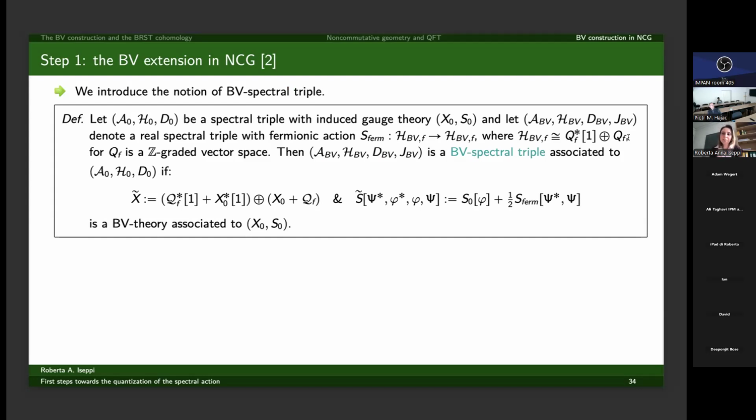And you might recognize here that I'm imposing the same kind of doubling situation we have for a BV theory, because we still need to have ghost and anti-ghost. And then a spectral triple with these properties, so a real structure and a Hilbert space that has this kind of doubling, is a BV spectral triple associated to my initial one if it satisfies this condition. So if I define my X tilde to be made of this sum, my initial configuration space and then what comes from this Hilbert space, and if I define this S tilde as my initial S_0 plus this fermionic action of this new BV spectral triple, then I can say that this new pair X tilde, S tilde is indeed a BV theory associated to my initial gauge theory.